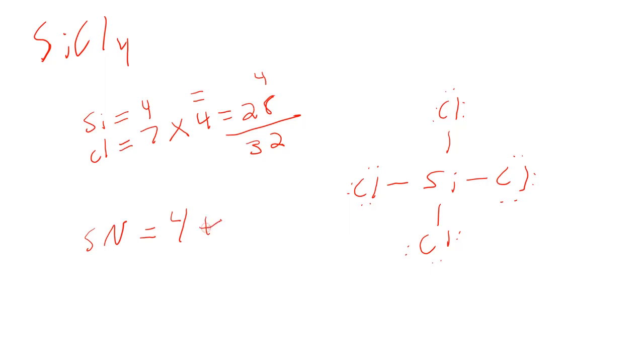And then we need to know the number of lone pairs. There are no lone pairs on the silicon. There are lone pairs on the chlorines, but not on the silicon, which is what we're focusing on. So we have 4 plus 0, which gives us a steric number of 4. And we already said that there were no lone pairs on the central atom.